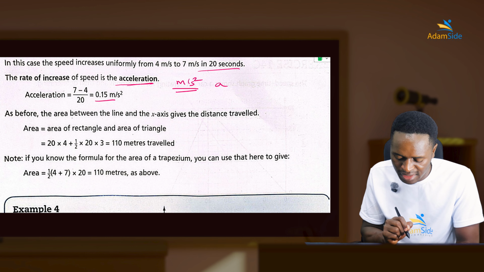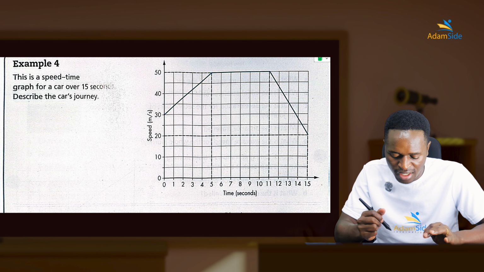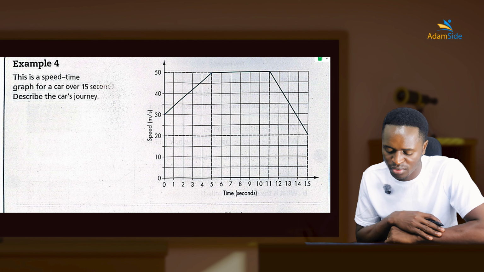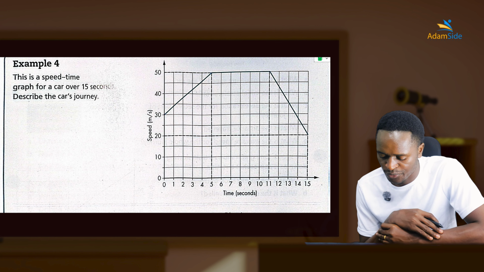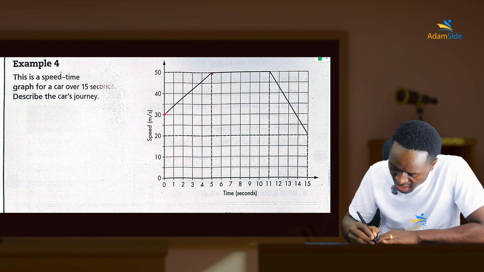Example 4, we go to an example here. We say this is a speed-time graph for a car over 15 seconds. Describe the car journey. So we have been given an example, and we need to describe the car journey. You can see the car is changing speed from this point to this point. How long is it?